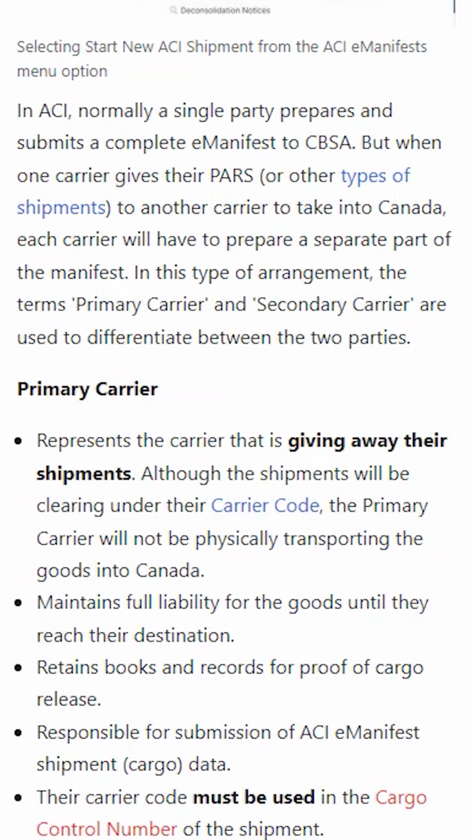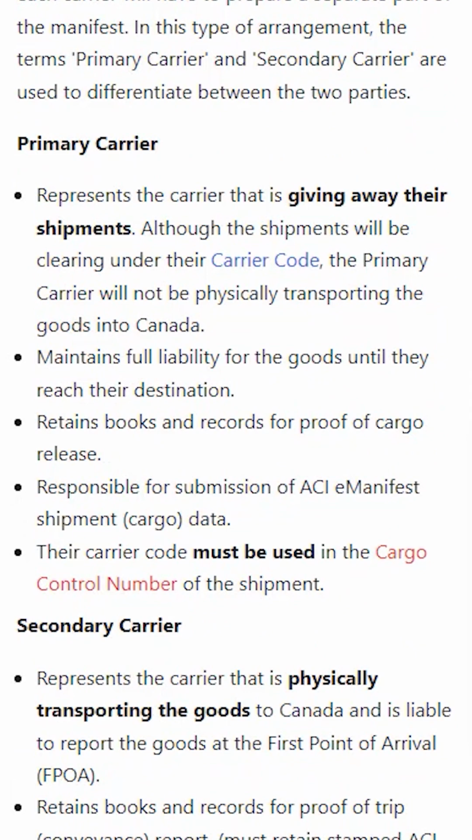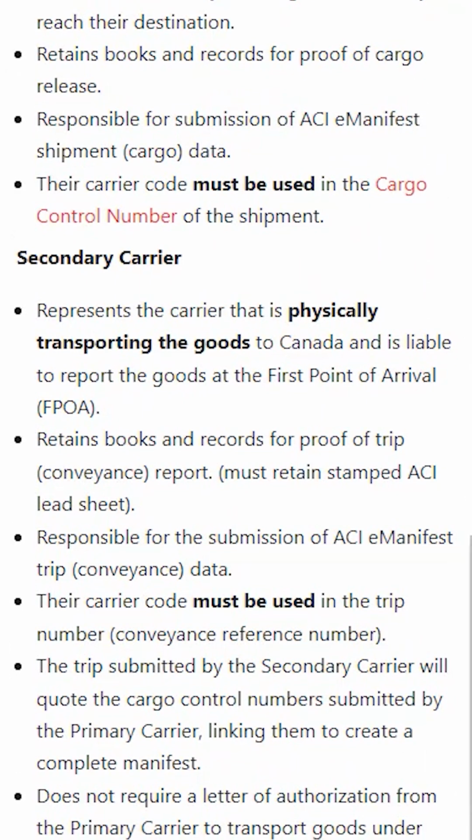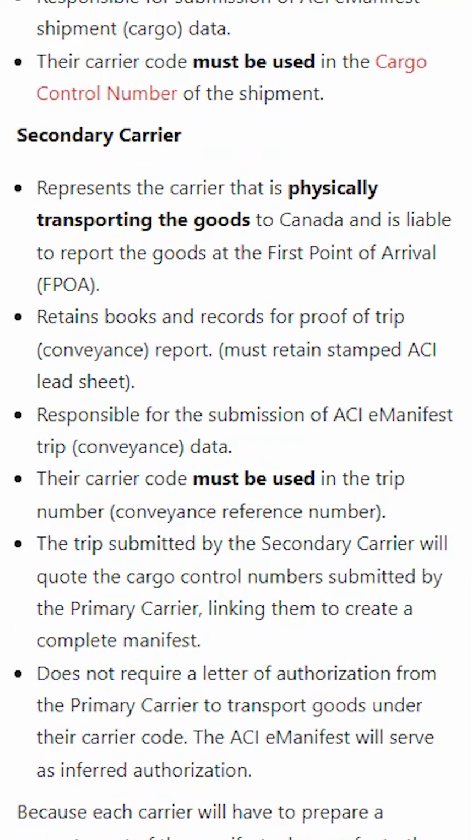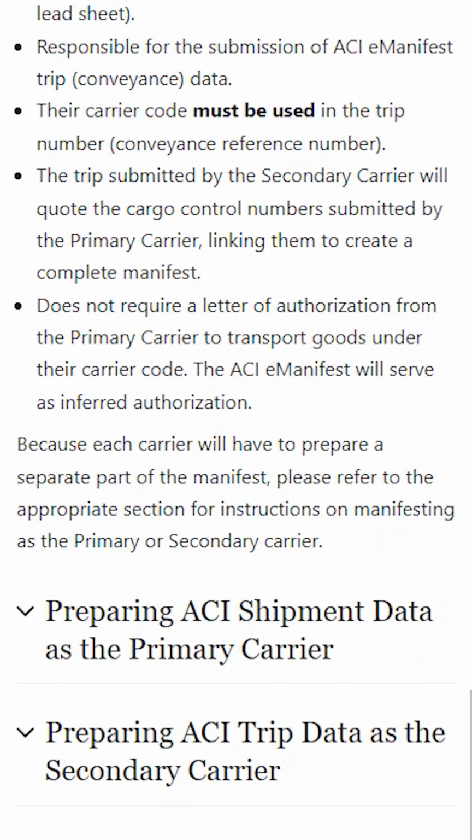A reference shipment can only be done if the other carrier will be submitting the ACI shipment in their ACI service provider software. Once the shipment is on file with CBSA, the carrier registered in BorderConnect that will be taking the shipment is then free to create the ACI eManifest and reference the other carrier's shipment in the manifest. So let's jump in and I'll show you how to do that.